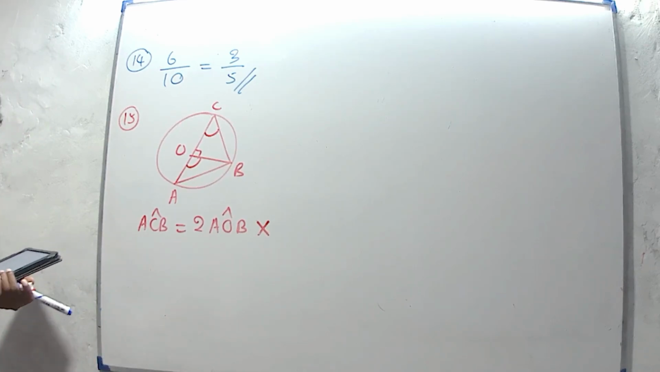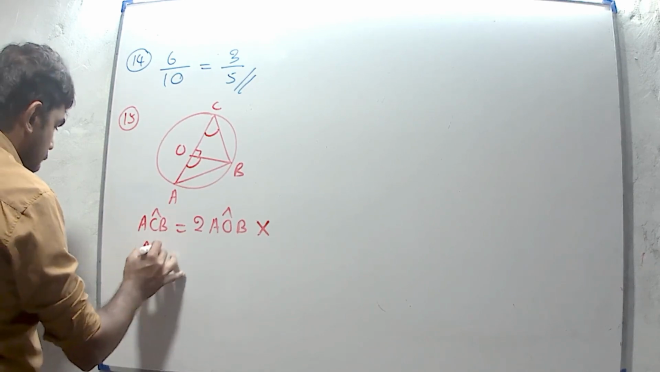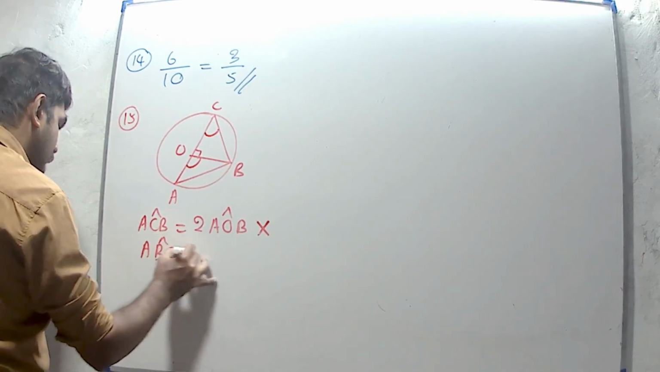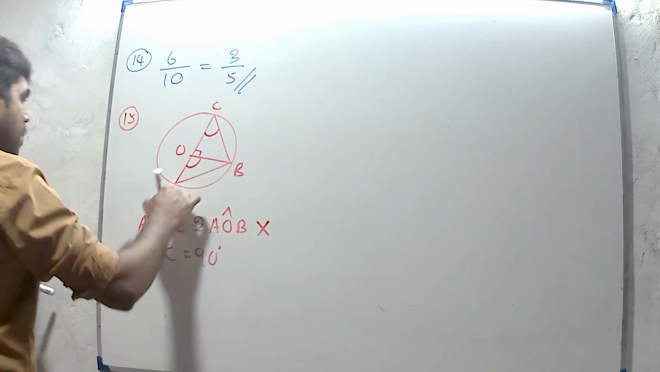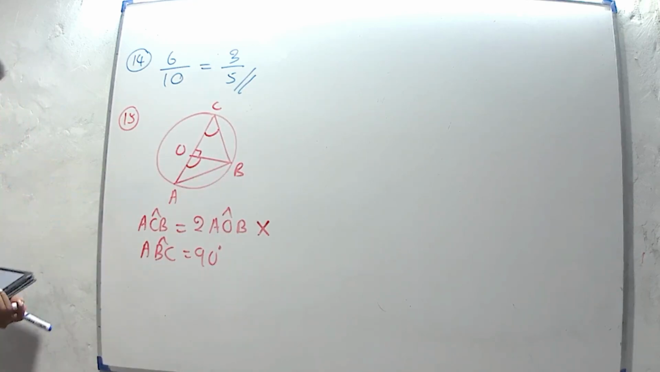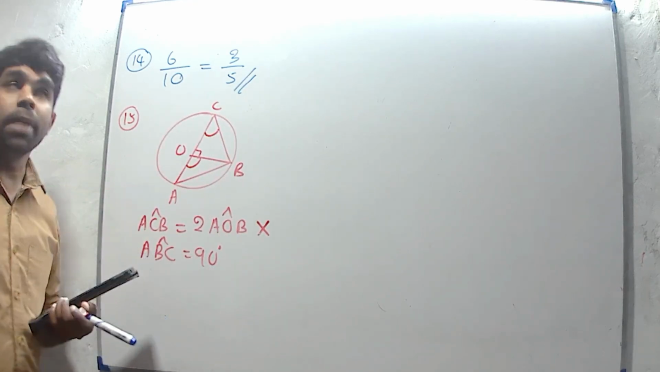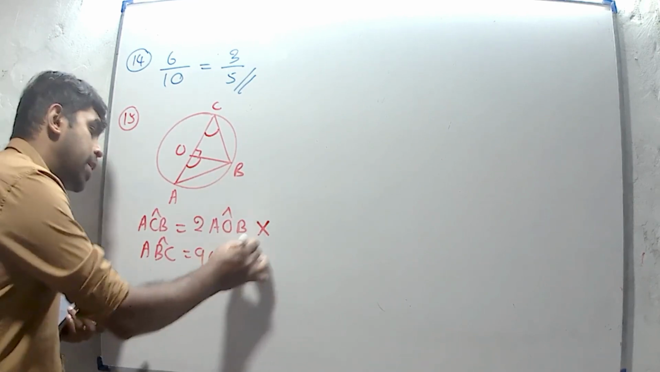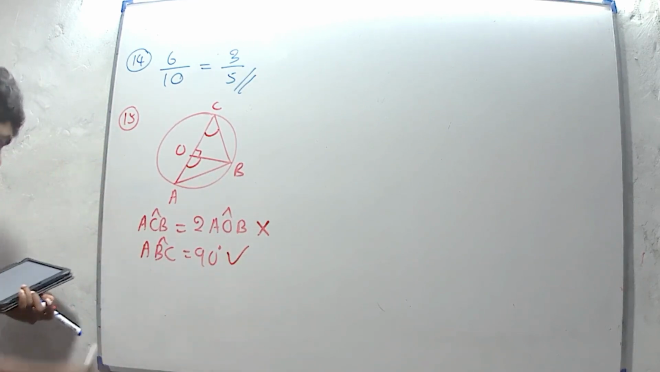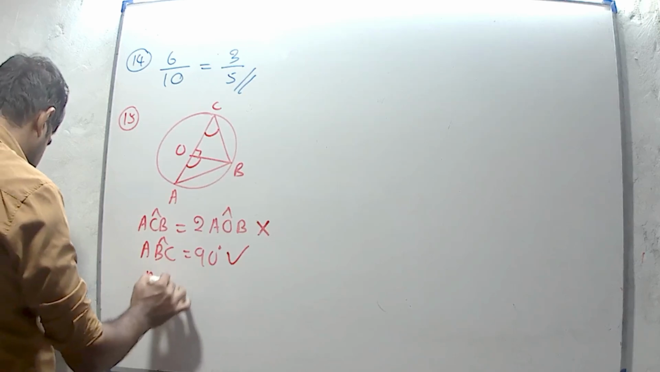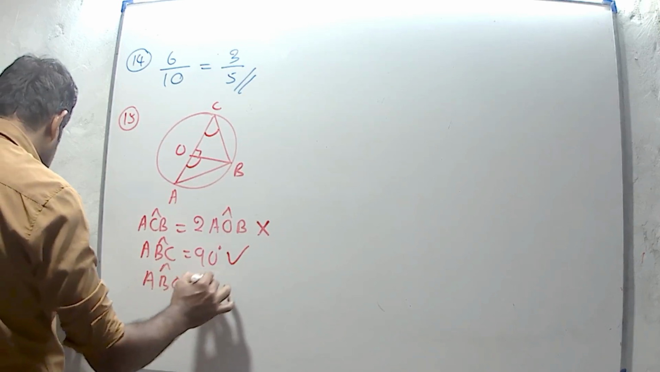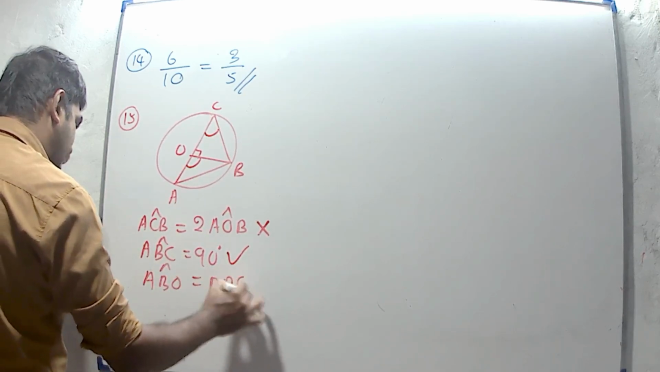Second statement is ABC angle is 90 degrees. Yes, we know that ABC is an angle in a semicircle. Therefore it is 90 degrees. It is correct.